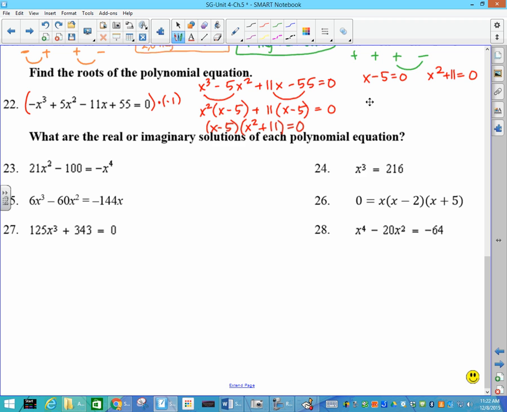So this tells me that x equals 5, because I'm going to add 5. And this one, I have to take the 11 over, which gives me negative 11. So x equals plus or minus, remember, when I take the square root of both sides, that's a negative underneath that radical. So x equals plus or minus i square root of 11, and 11 is not a perfect square, so it stays underneath the radical.